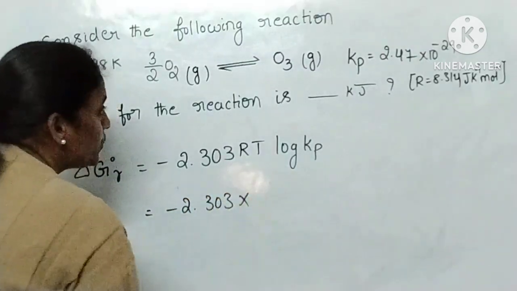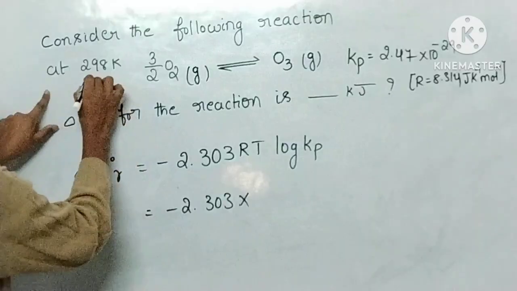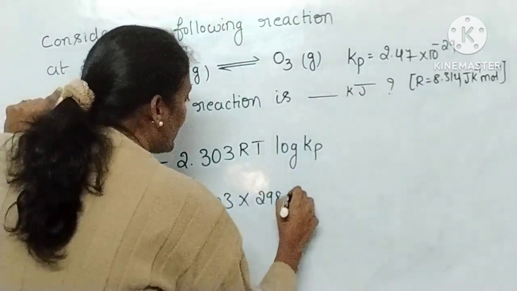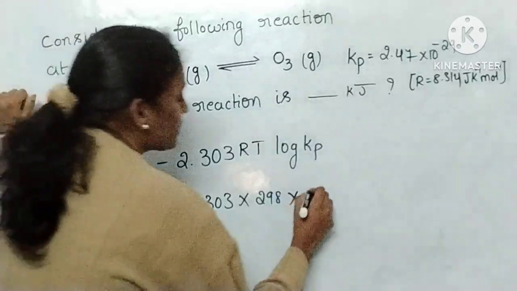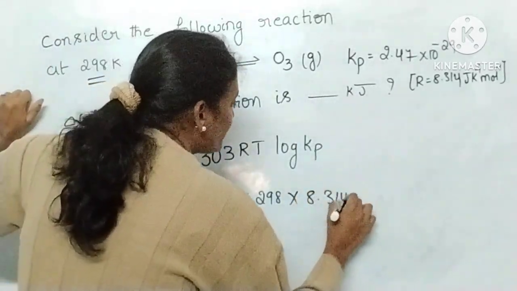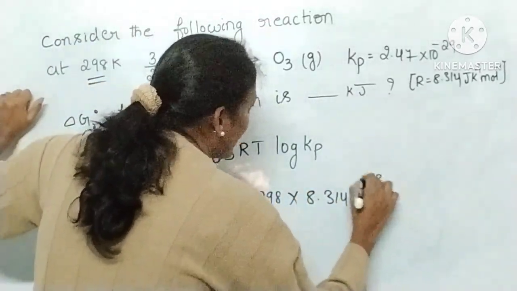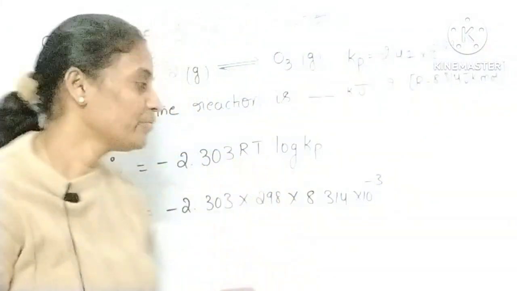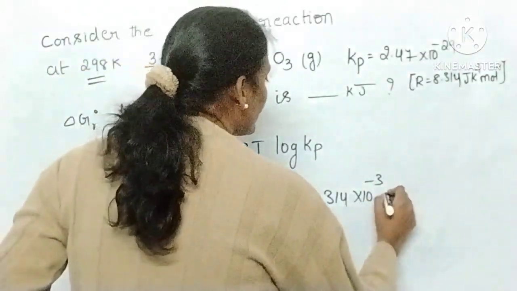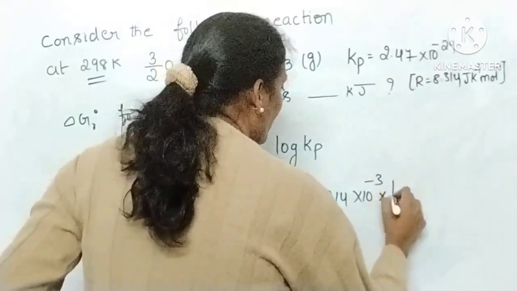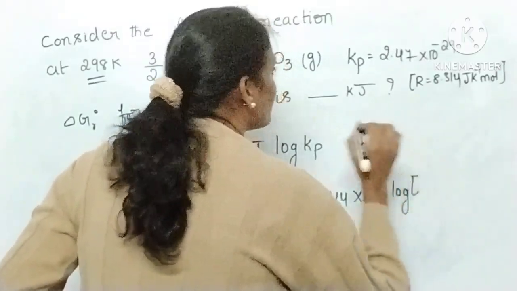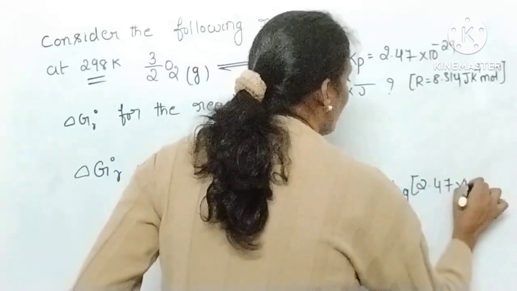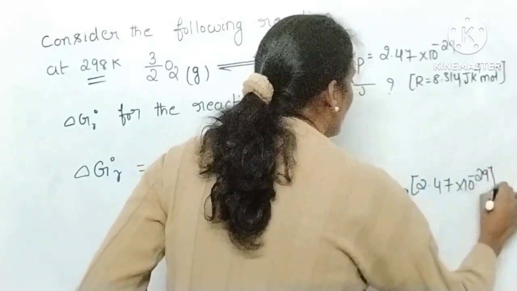So here I am writing 2.303 into, what is the temperature given here? 298 Kelvin temperature, into what is the R value? 8.314 into 10 power minus 3. I already told you, joule per Kelvin converted to kilojoule. Okay, so then what is the Kp value, into log 2.47 into 10 power minus 29.